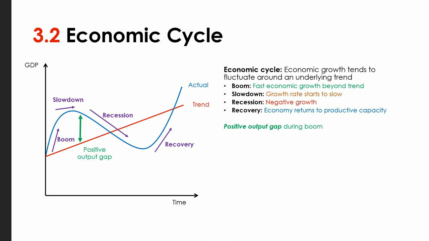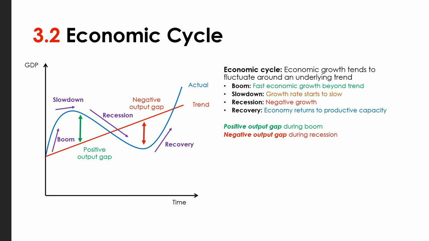In the boom period, we have a positive output gap. The economy is often producing beyond its productive capacity. It's an unsustainable way of producing. In a recession, we've got a negative output gap. The economy is below its productive capacity, below its full employment level. We'll have unemployment, we'll have spare resources. We could be producing more.